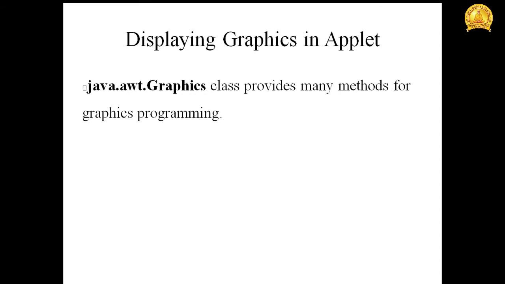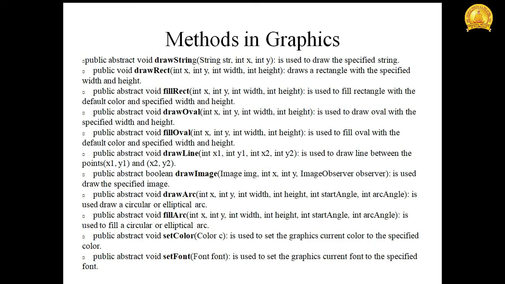Now, how do we display graphics in an applet? java.awt provides the Graphics class which contains many methods related to displaying graphics. Now these are the different methods. One method we have already seen from the Graphics class is the drawString method. The drawString method was used to draw the specified string, so it displays the specified string inside the applet.